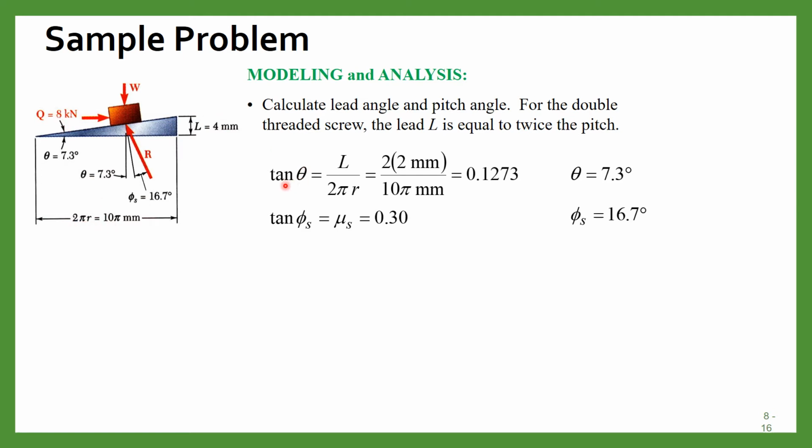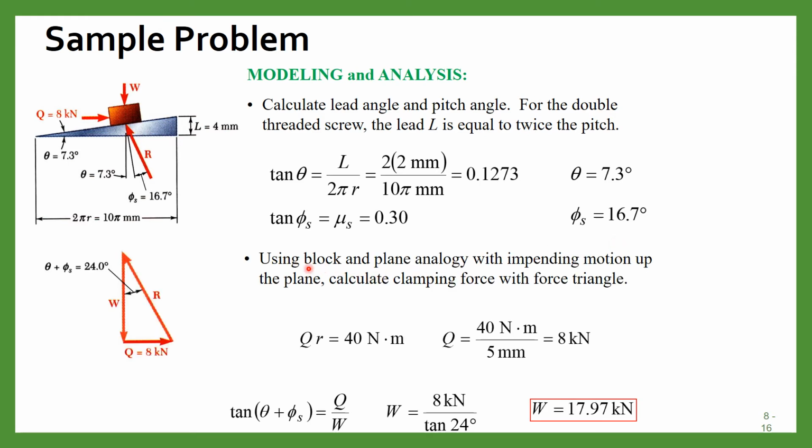From the figure you can see that tan theta will be equal to L divided by 2 pi r. From that you can calculate the lead angle. When you take the inverse, the lead angle will be 7.3 degrees, and for this angle of static friction, tan phi s will be equal to mu s, and it is given as 0.3 in the problem. So then this phi s will be 16.7 degrees.